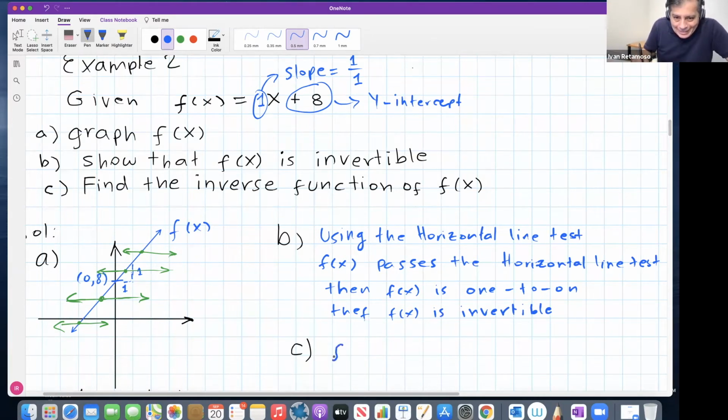Okay, great. Now, part C says find the inverse function of f of x. So find this f inverse of x. Now, the function is very basic. Any of you guys would tell me what is the inverse function of the function x plus 8? What do you think should be the inverse function? Anybody? What is the function that will undo this x plus 8?